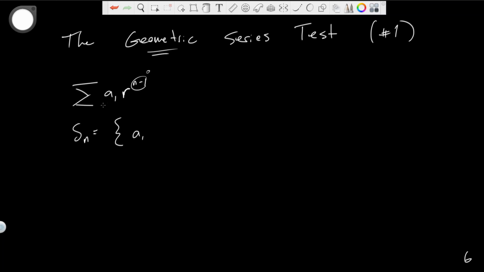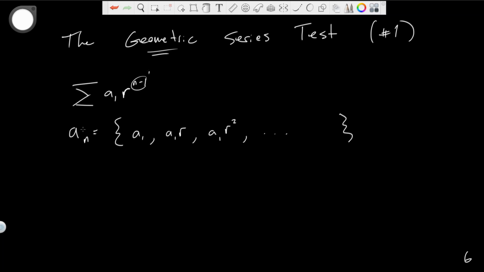And then our second term, we're going to plug in a 2. We're going to get r to the 2 minus 1. That's going to be 1. And so our second term is going to be a sub 1 times that ratio. Our third term is going to be times that ratio twice, etc. Oh my gosh, I made a classic blunder, and this is actually a great learning experience. I have not written the sequence of partial sums.